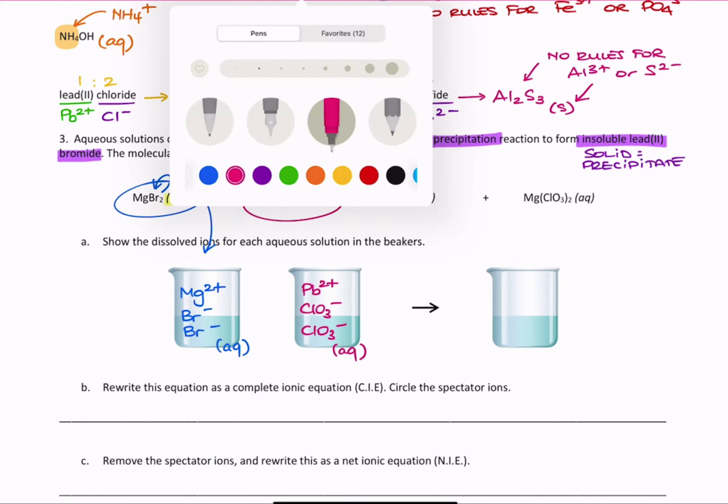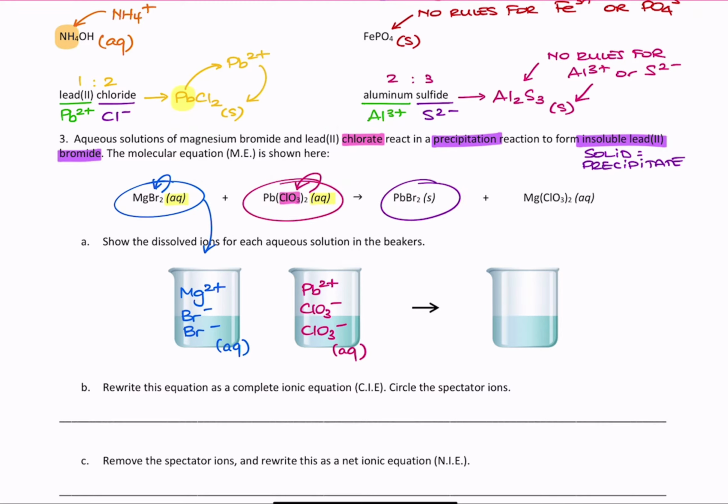Then what do we get? We get the solid of lead 2 bromide. So the solid remains undissociated, solid at the bottom of the beaker, so we will not write the ion, it will remain solid. Along with that, we have the magnesium chlorate that is formed. Again, notice that we have the chlorate polyatomic ion and we have 2 of them. Therefore, the beaker will contain in solution the magnesium 2 plus ion and 2 of the chlorate ion. Again, the 3 will be in the aqueous state.